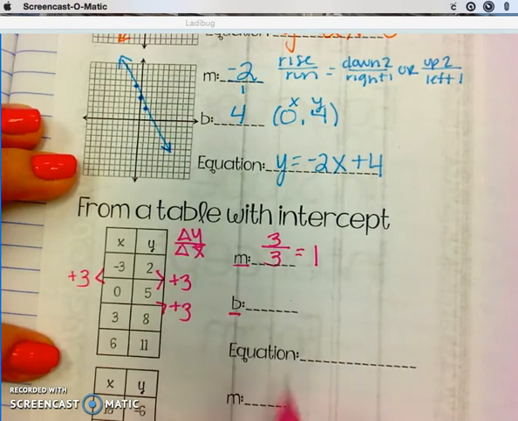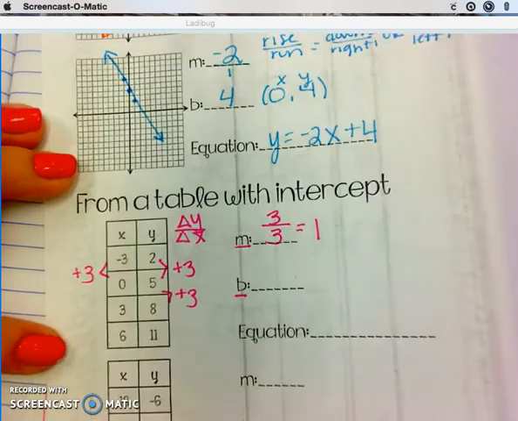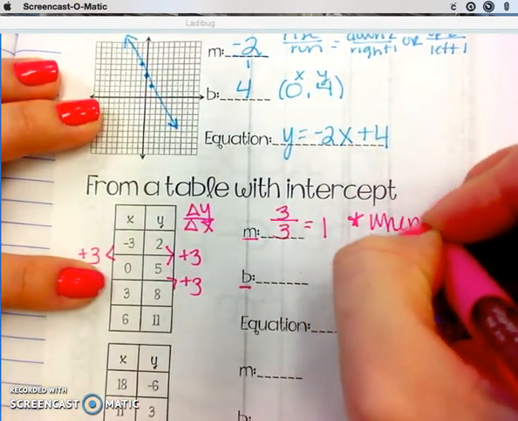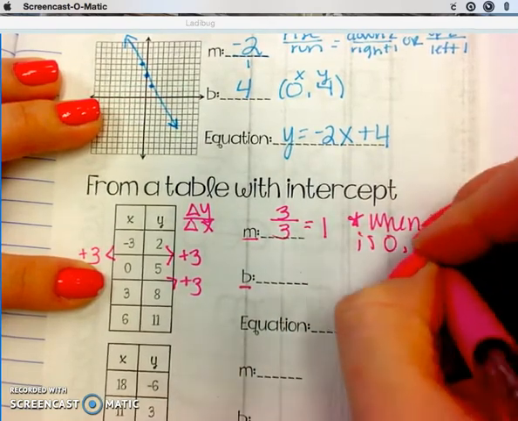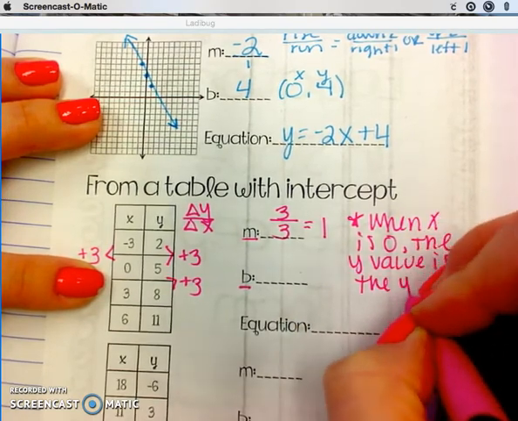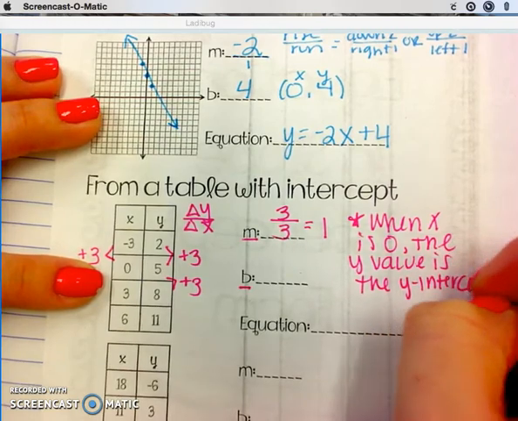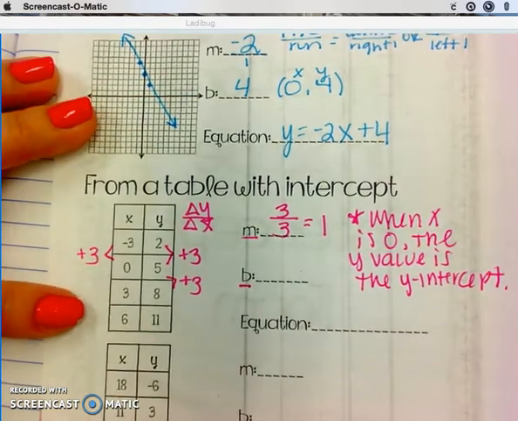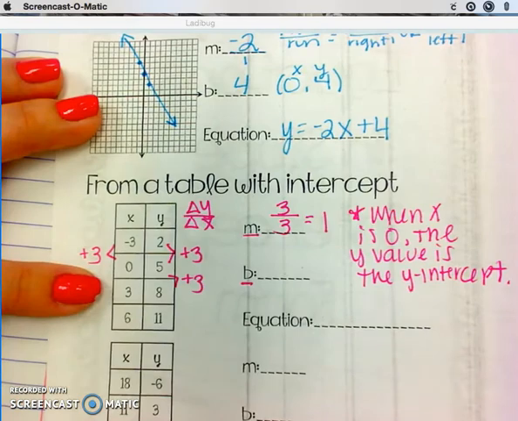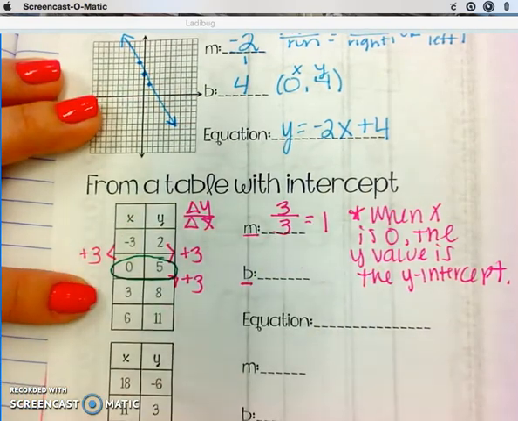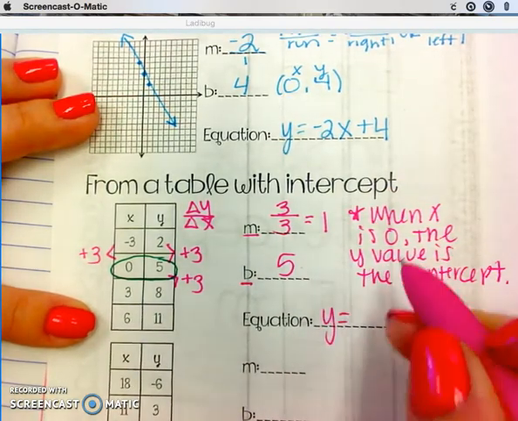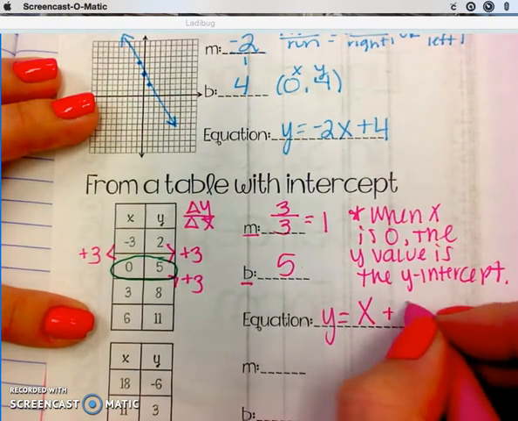Now I have to find the intercept. Here's just a little hint. When x is 0, the y value is the y-intercept. So, just like here, we had 0 and 4. I have a 0 and a number. That is, my intercept is 5. So my equation of the line is y equals 1x, or just x, plus 5.